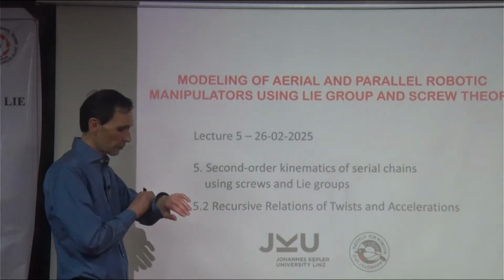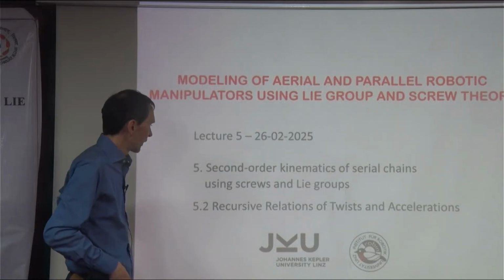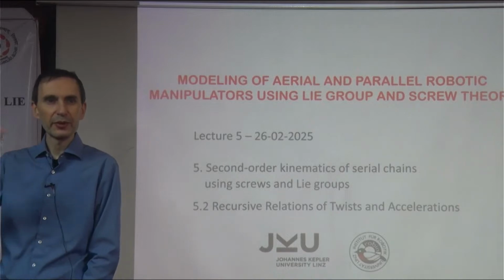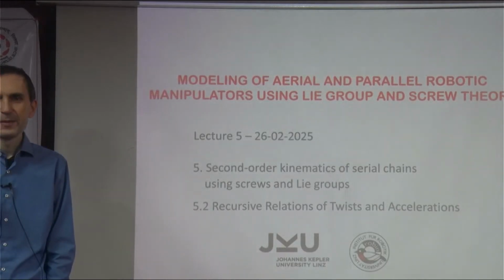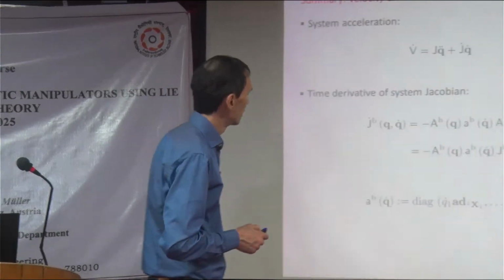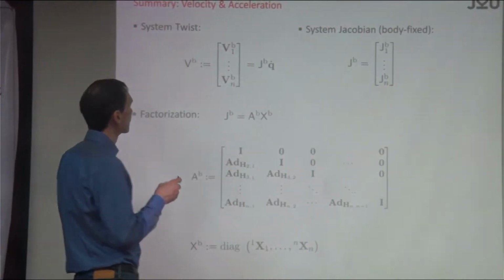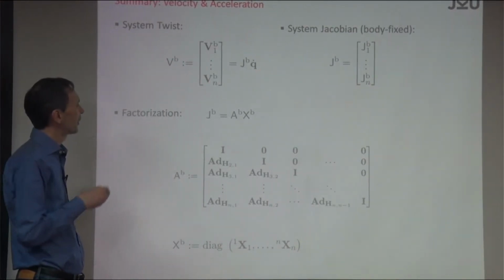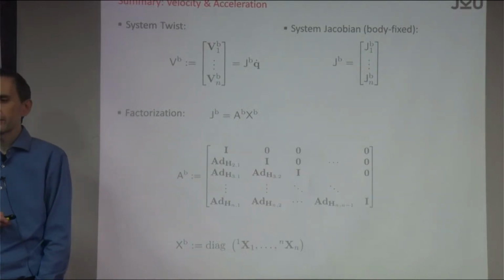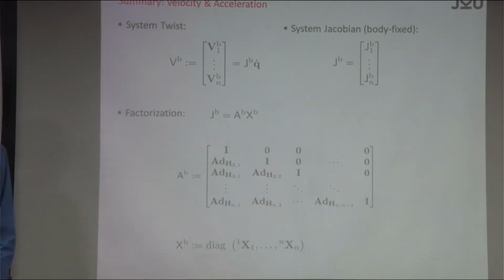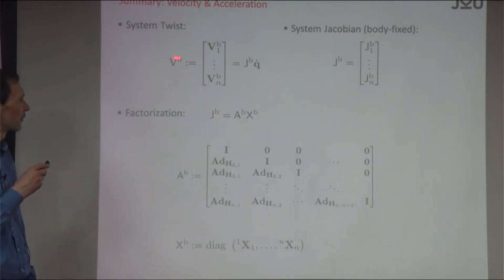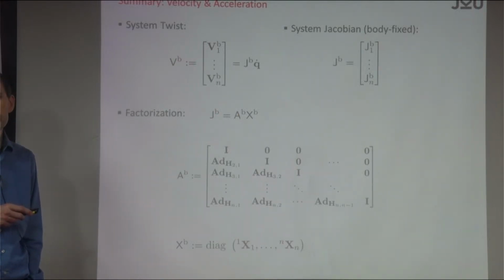Yeah, maybe we'll have a look at this. Have you heard of order n algorithms, recursive order n algorithms? Let's maybe go back. If you want to compute this, the question could be, what's the computational effort that you have to do in order to construct the Jacobian and eventually determine the twist of the system?